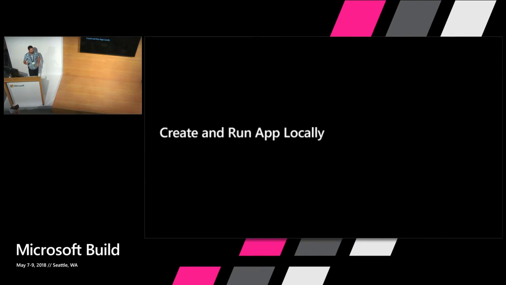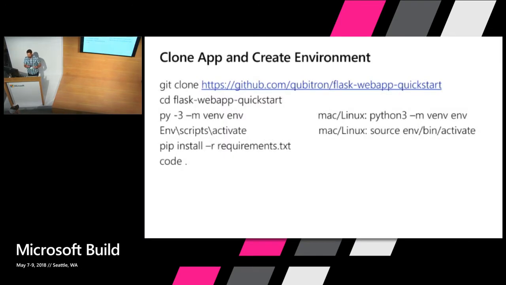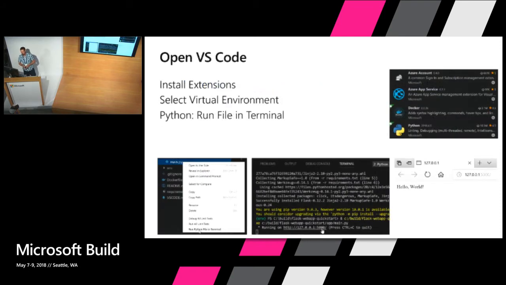All right, so just a quick recap here. To clone the app and create the environment, I cloned my repo. I ran that command to create the virtual environment. I've got the commands for Mac and Linux here. They're slightly different. I installed my requirements, launched VS Code. Then I install the extensions, Azure App Service, Docker, and Python, select my virtual environment, run in the terminal, click the link, and we're off to the races.